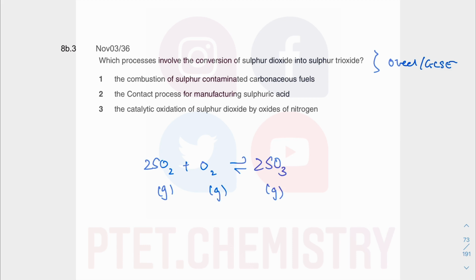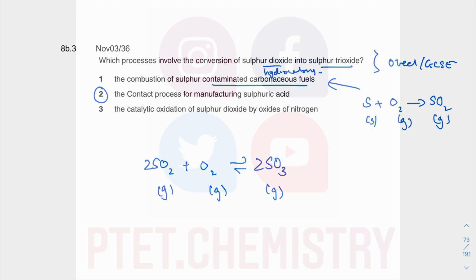So which process involves the conversion of sulfur dioxide into sulfur trioxide? Well, the contact process does. Okay. If I check number 1, if you have sulfur contaminated carbonaceous fuels, referring to hydrocarbon fuel, but contaminated with sulfur, then the sulfur burns in oxygen to give you SO2. The sulfur in the sulfur contaminated fuel. Okay, so balance the equation. That does not involve sulfur dioxide going to sulfur trioxide. So 1 is wrong. Since number 2 is correct, 1 is wrong. Definitely the answer is C.